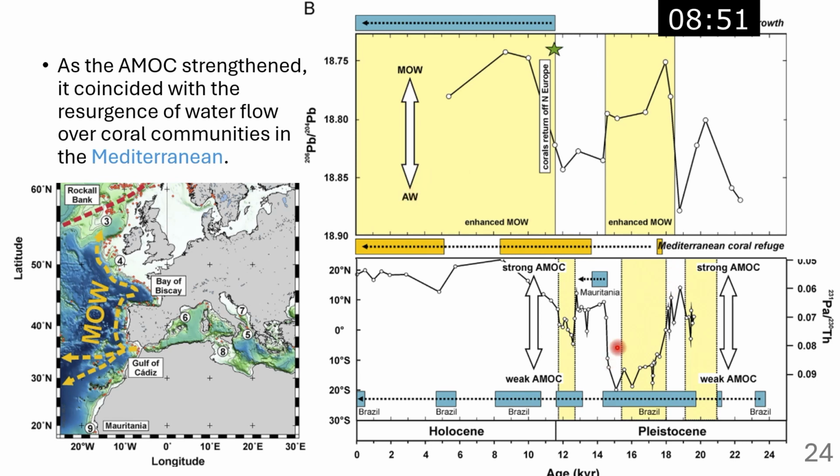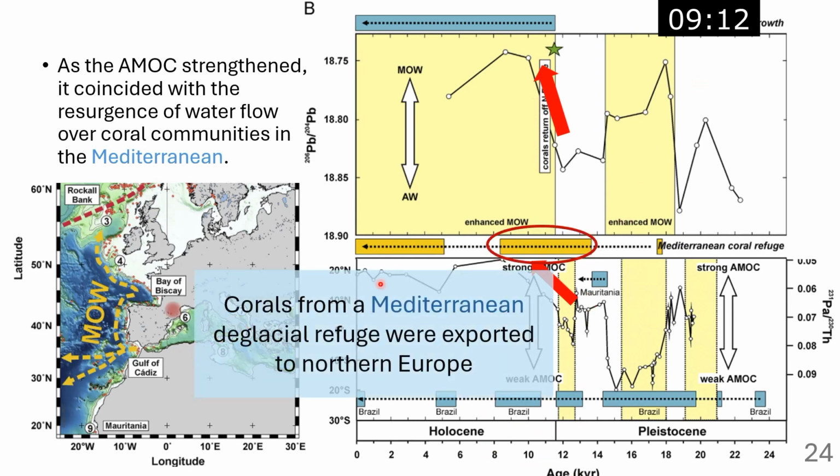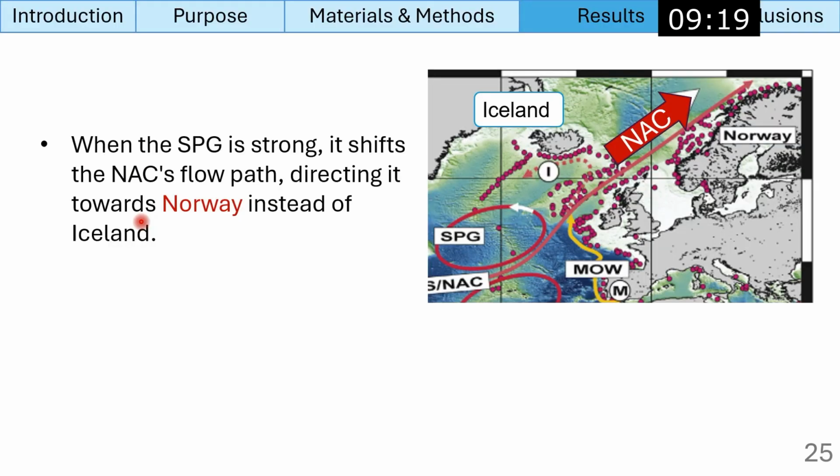So when the AMOC strengthened, at the same time it coincided with the resurgence of water flow over coral communities in the Mediterranean. It means the MOW gets stronger. So the corals from the Mediterranean deglacial refuge were exported to Northern Europe.